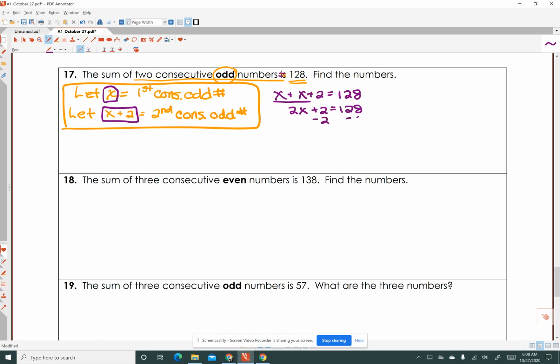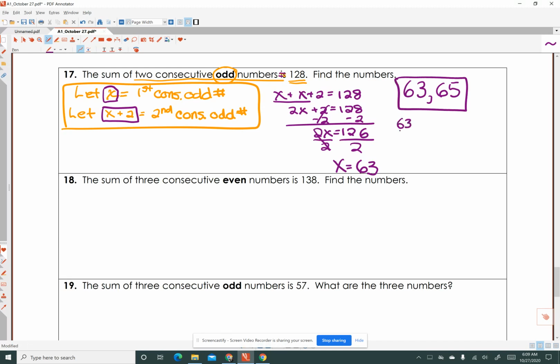Subtract 2 from each side. And we have 2x equals 126. The next thing we'll do is divide by 2, and x will equal 63. So 63 is our first consecutive odd number. The next one will be 65. And if we add up 63 plus 65, they will equal 128, and our answer checks.